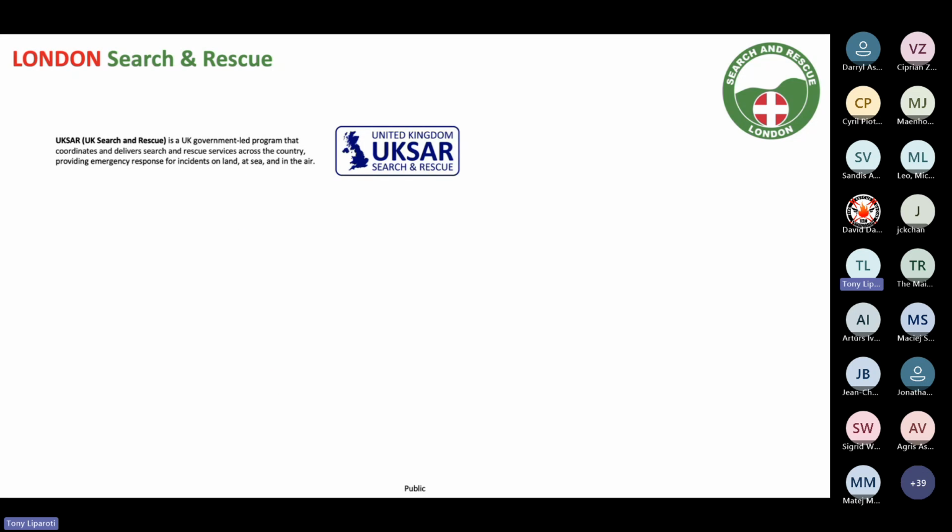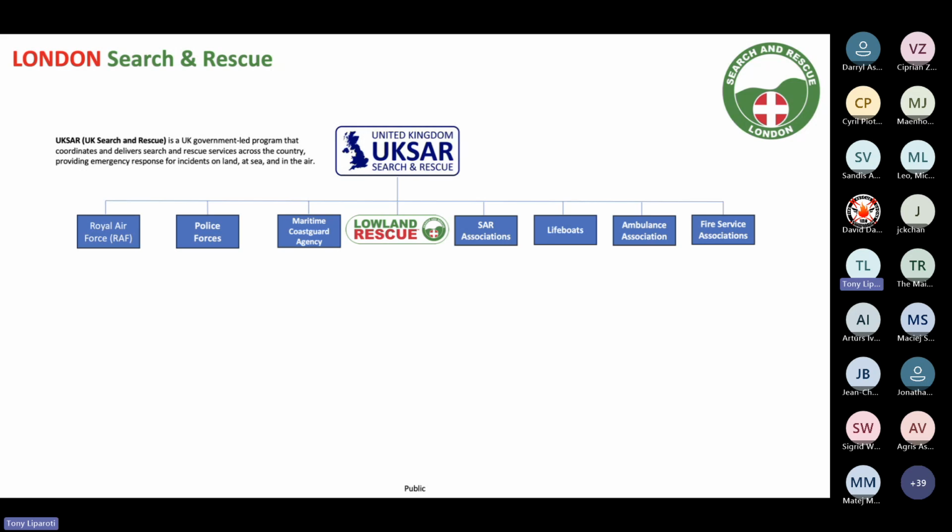So in the United Kingdom, UKSAR is the UK government-led program that coordinates all the search and rescue efforts across the country, and as a whole, all the agencies and associations respond to emergency services, as I mentioned before, on mountains, land, sea and air. The various agencies and associations are described here. It's a number of agencies and organizations: police forces, the Maritime Coast Guard, search and rescue associations, lifeboat, ambulance associations, and fire service association.